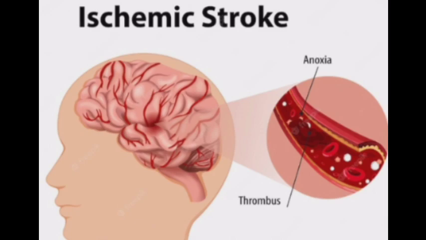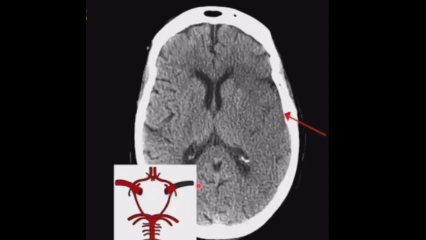Ischemic stroke can also present like this. You can see the dark area in the CT scan. This dark area shows the middle cerebral artery is blocked.